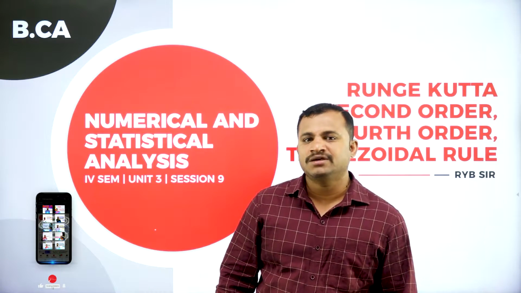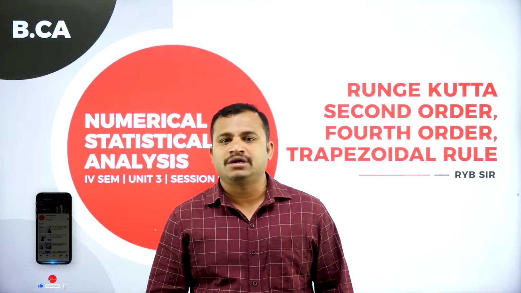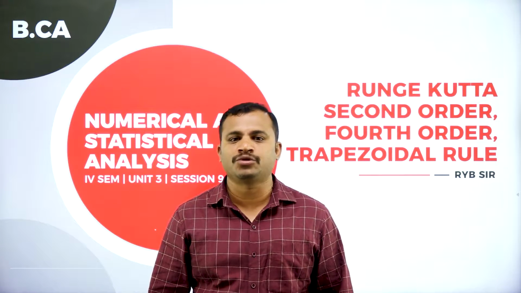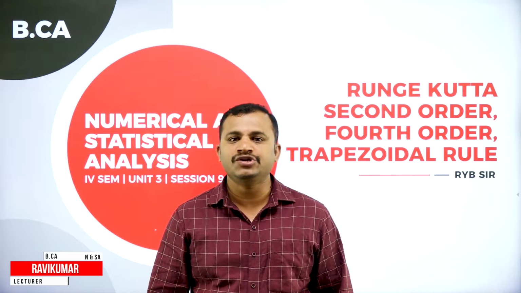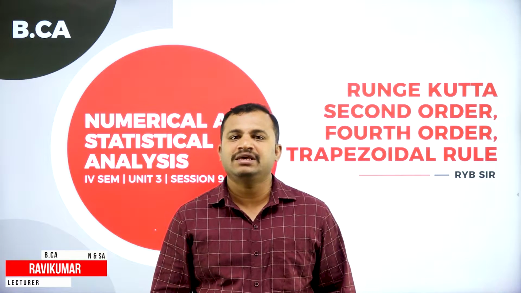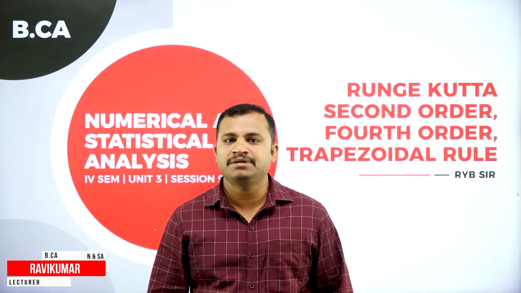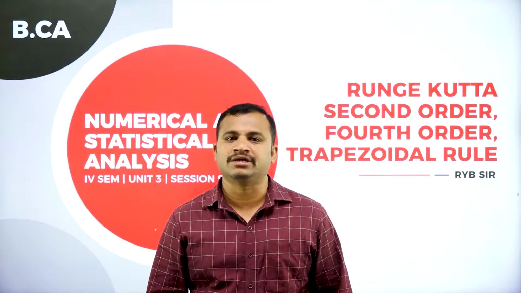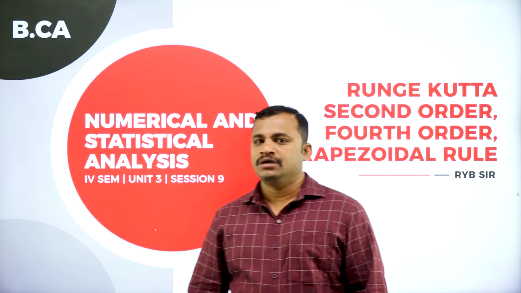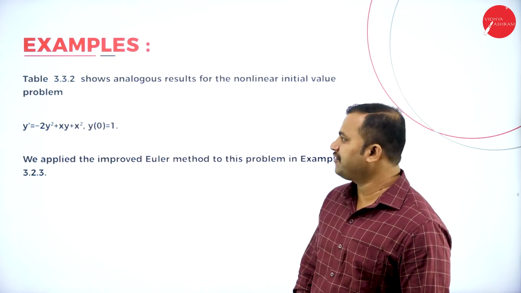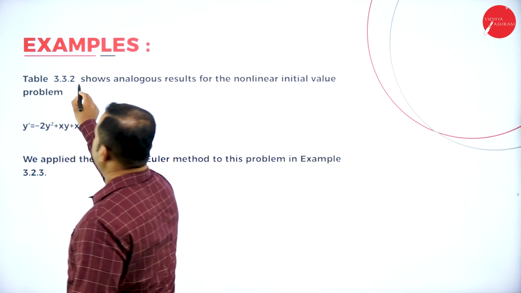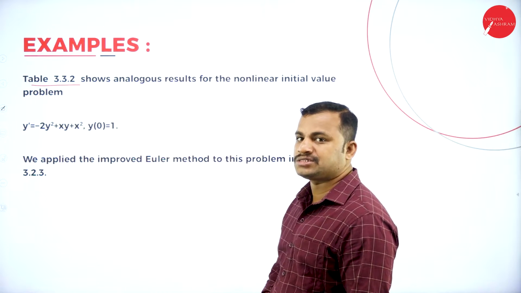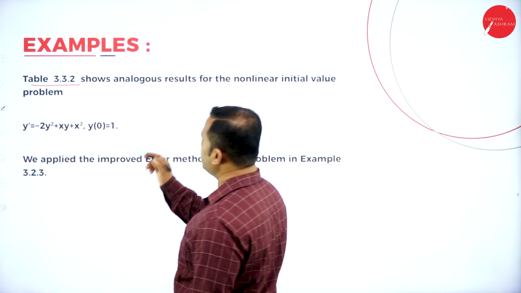In today's class, let me explain about the Runge-Kutta second and fourth order methods, along with it the trapezoidal rule methods. In continuation to the previously taught examples of the second, fourth order of Runge-Kutta and trapezoidal method in the previous class, we have the next one, that is table 3.3.2, which is shown in the next slide. That shows analogous results.